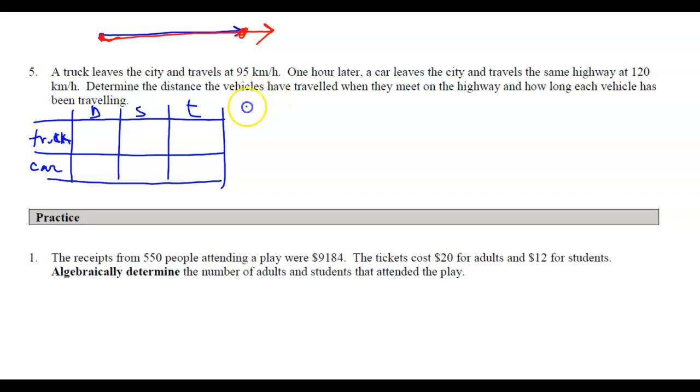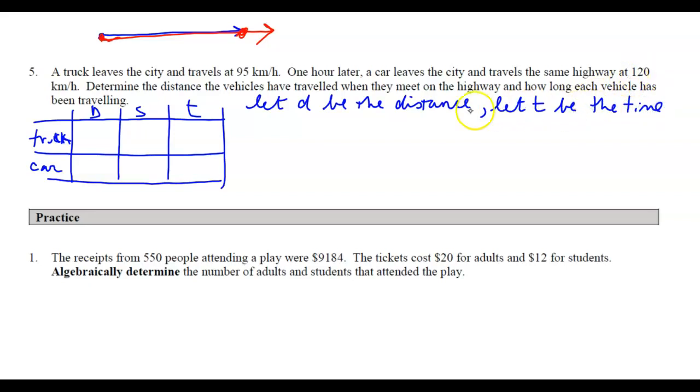So I'm going to let D be the distance, and let T be the time. Now, in this case, obviously, the time each vehicle has been traveling is different. One leaves 1 hour later. So I'm going to let T be the time of the truck. But our final statement will have to list both times. But I don't need two different variables, right?